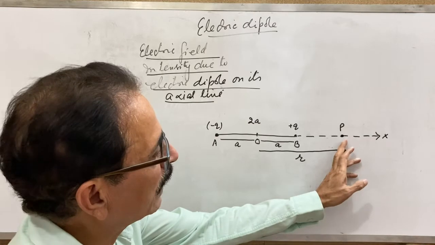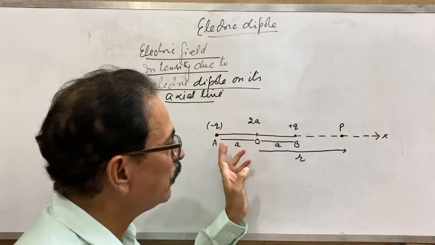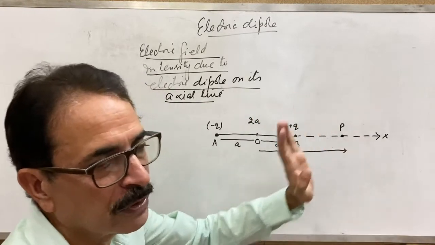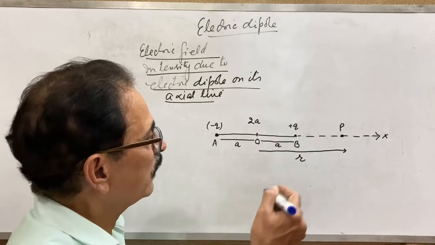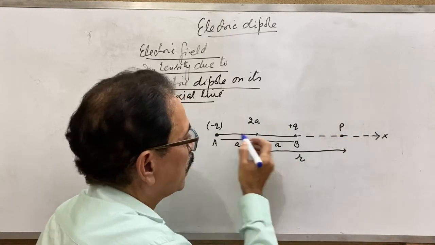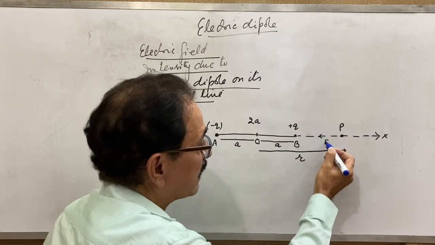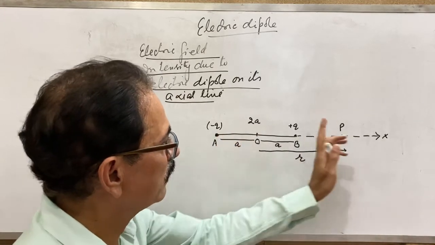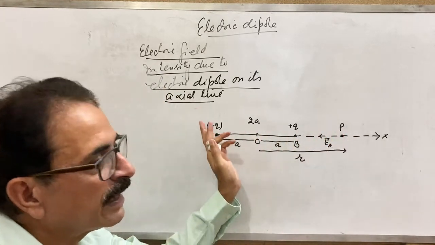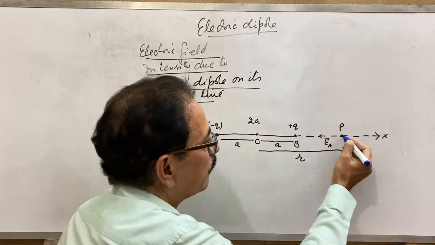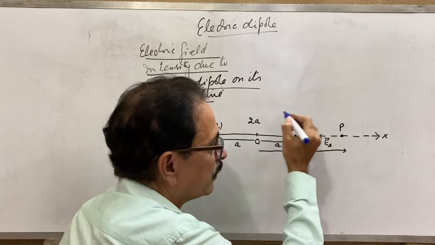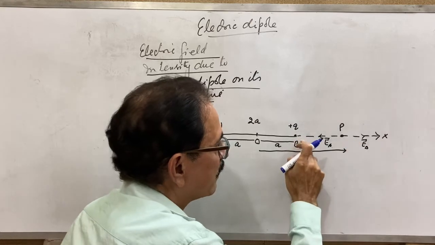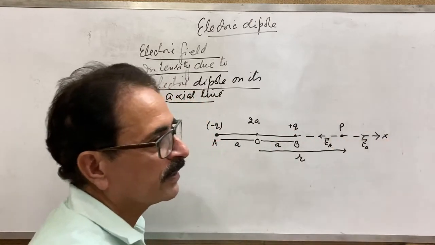Naturally, at this point P, the electric field intensity will be due to minus q and it will be due to plus q. दोनों तरीकों से यहाँ पर इलेक्ट्रिक फील्ड इंटेंसिटी होगी. Electric field intensity due to minus q charge is EA. We represent it as EA, which is along this way, because it is a negative charge, electric field line is always towards the negative charge. At this point P, electric field intensity due to plus q charge is EB. It is along this way. Since it is a positive charge, electric field line will be in outward direction here.